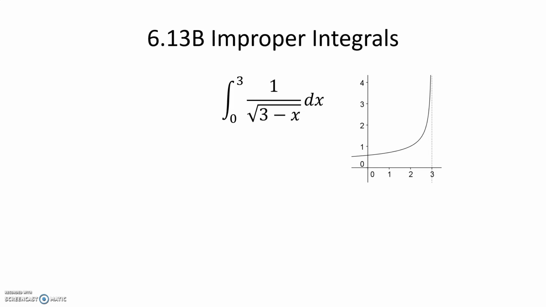So again, the way we deal with infinity in calculus is we say, well, 3 is a problem, so we're going to do limits. So we take the limit as b approaches 3 from the negative direction. And it's from the negative direction because we're going from 0 to 3. So then we're going to do the integral from 0 to b of 1 over root 3 minus x dx. And the integral itself looks like it's a good candidate for a u substitution. u is equal to 3 minus x.